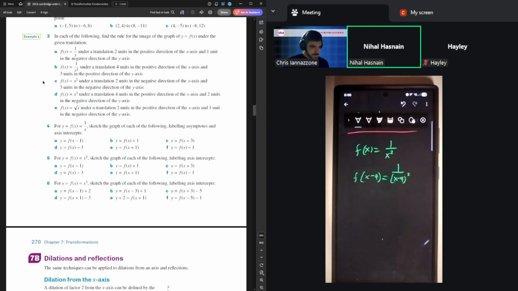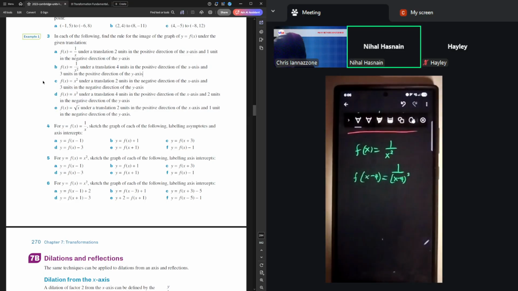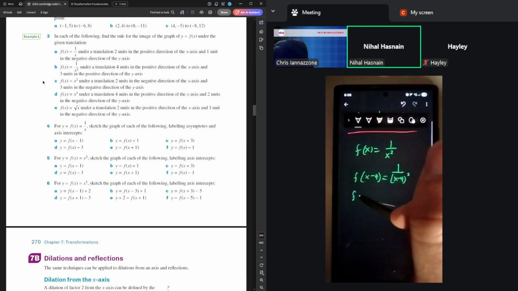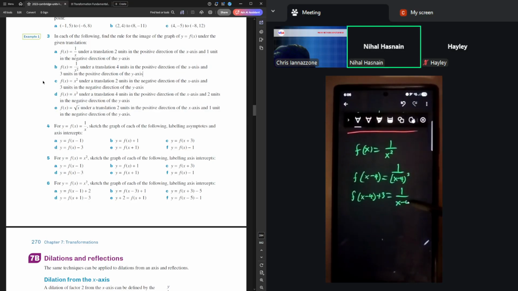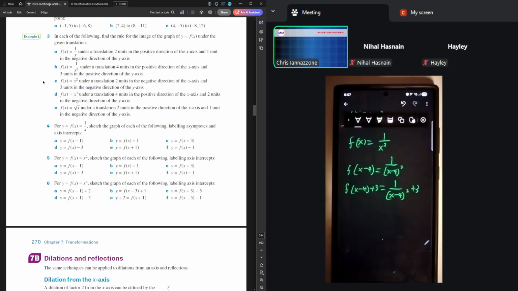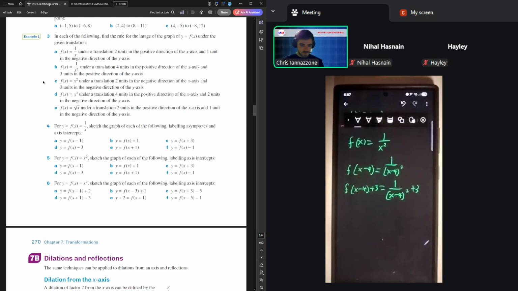All right. And change in the positive direction of the y-axis, so change up the whole function plus 3. That's it. In the function notation, it would look something like that on the left-hand side. 1 over x take 4 all squared and plus 3. Sweet. That's pretty much it.